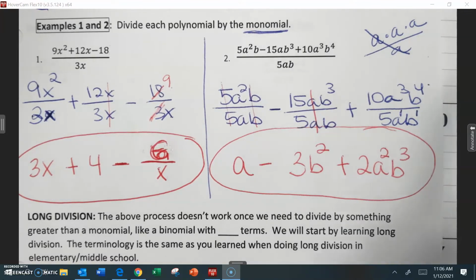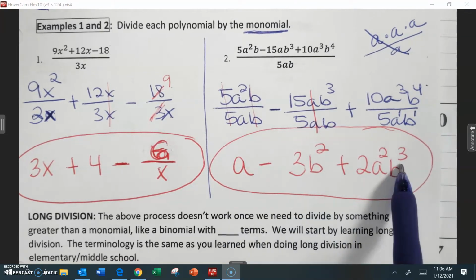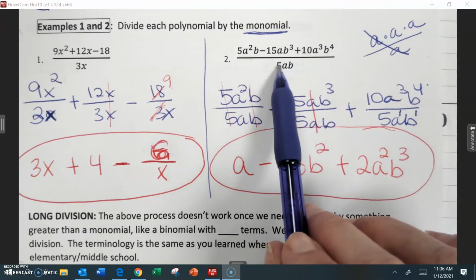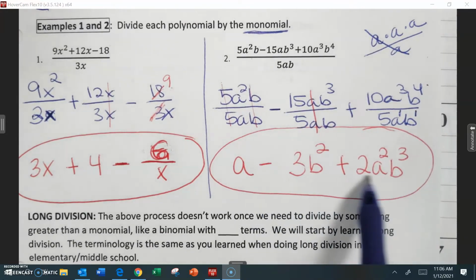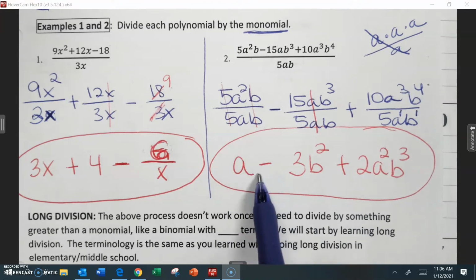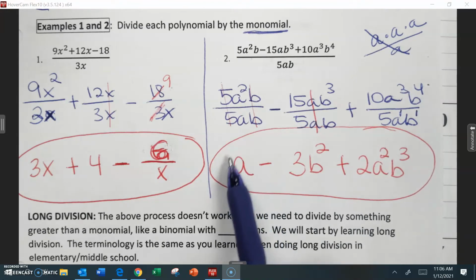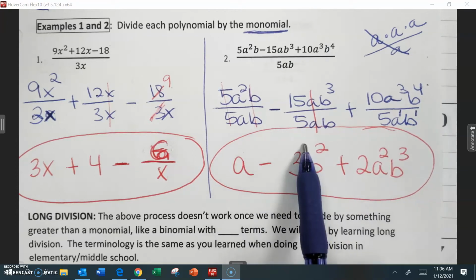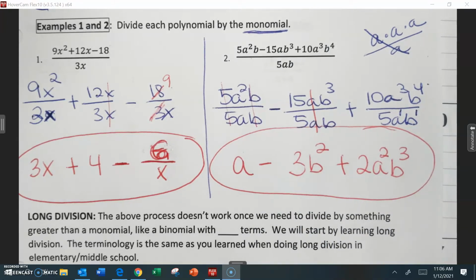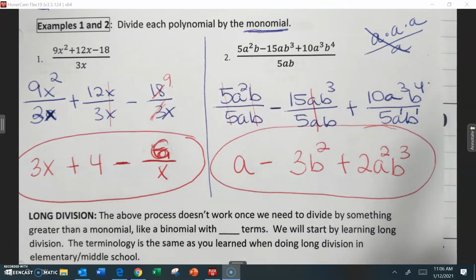Now, let me ask you a question though. Is this a polynomial? We did a polynomial divided by a polynomial, which is just a one-term monomial. Does this violate any rules? Let's see. The coefficients. Usually there's no issues with coefficients. The exponents are 1, 2, 2, and 3. Is that a polynomial? Yeah. Okay, so I just wanted to review that with you.